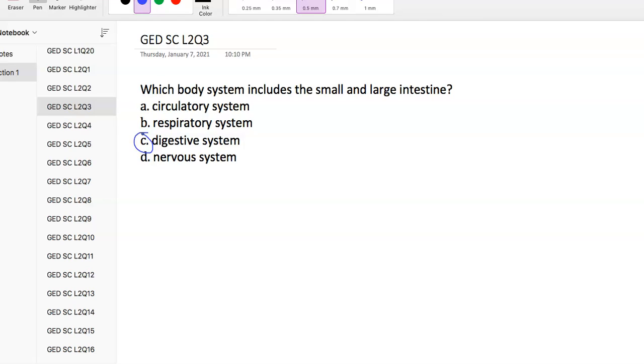So the digestive system, as far as what makes it up, it's the mouth, esophagus, stomach, and then the small and large intestine. So all of those are part of the digestive system. The main role of the digestive system is to break food into nutrients, which cells can then use for energy.